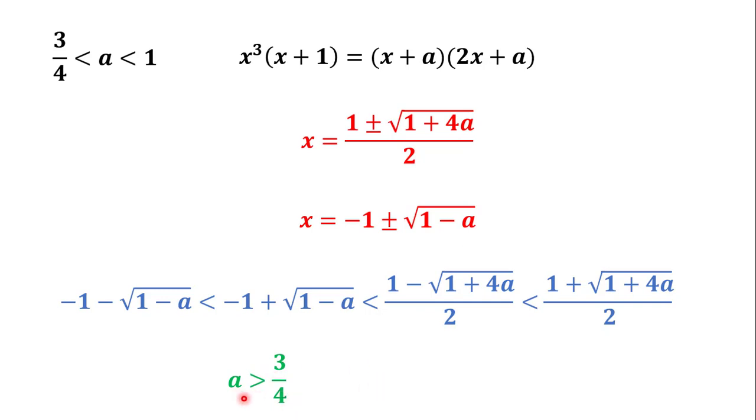As you can see, we get a true inequality. So minus 1 plus square root of 1 minus a is less than 1 minus square root of 1 plus 4a over 2 is a correct inequality, and our solutions are distinct.